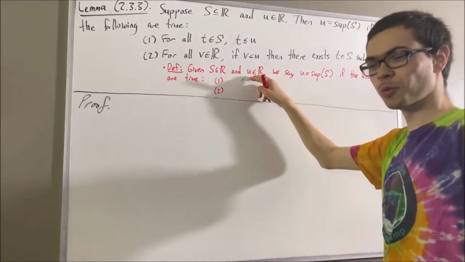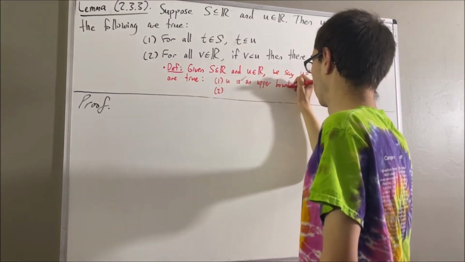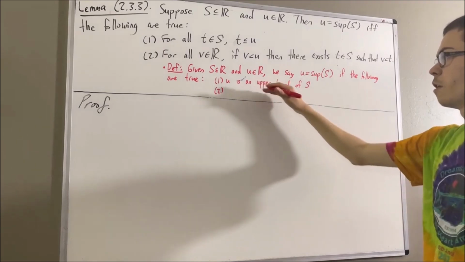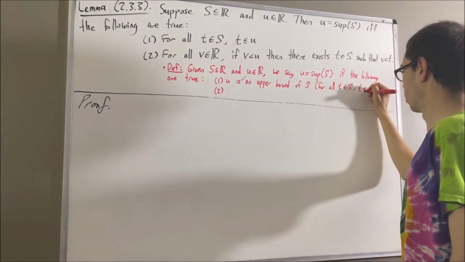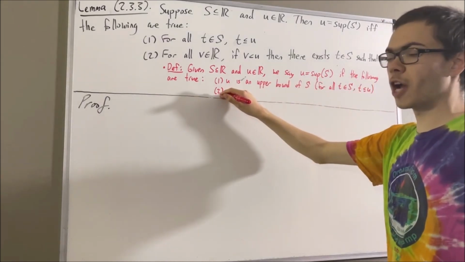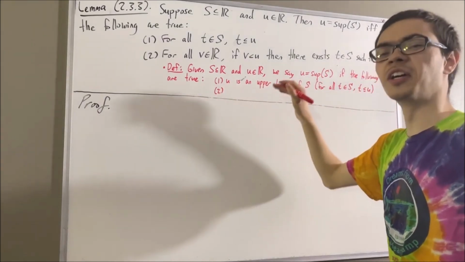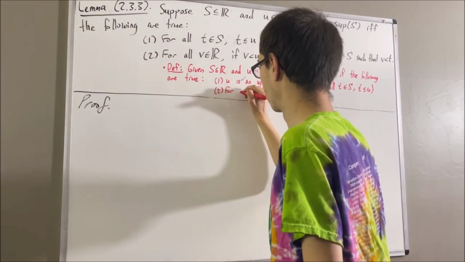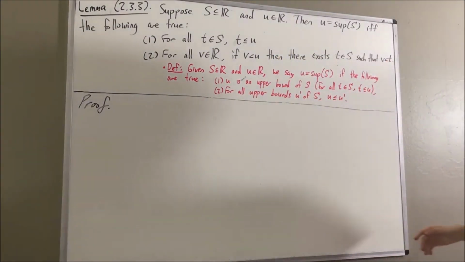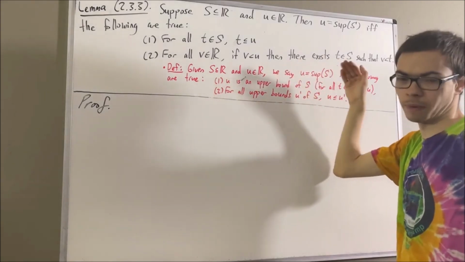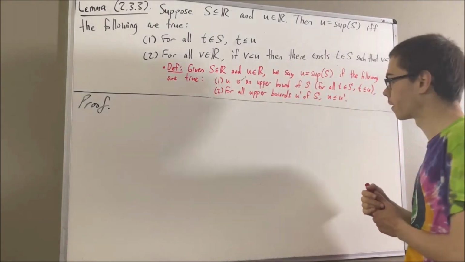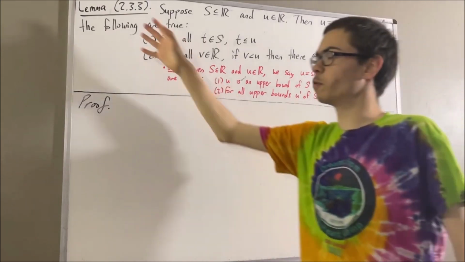1 is that U is an upper bound of S, which means for every element T in S, T is less than or equal to U. And 2, for every upper bound U prime of S, U is less than or equal to U prime. So essentially, this means that U is the least upper bound of S. So now, let's prove the lemma.